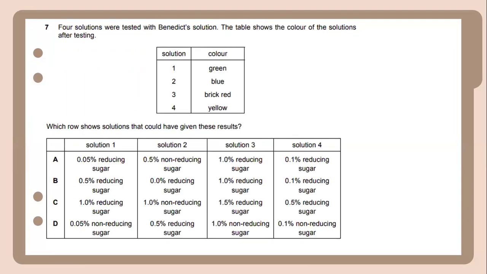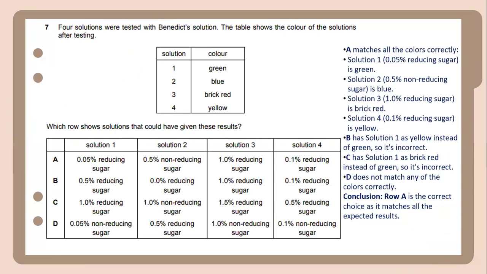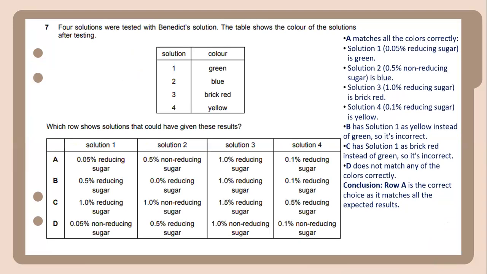Four solutions were tested with Benedict's solution. The table shows the color of the solution after testing. Which row shows solutions that could have given this result? A actually matches all the colors correctly, where solution 1, 0.05% reducing sugar, is green, solution 2, 0.5% non-reducing sugar, is blue, solution 3, 1% reducing sugar, is brick red, and solution 4, 0.1% reducing sugar, is yellow.